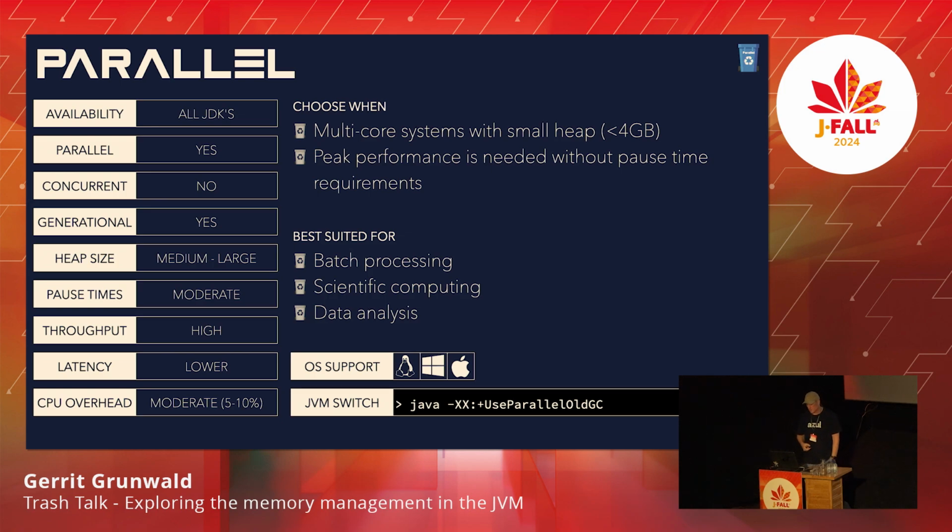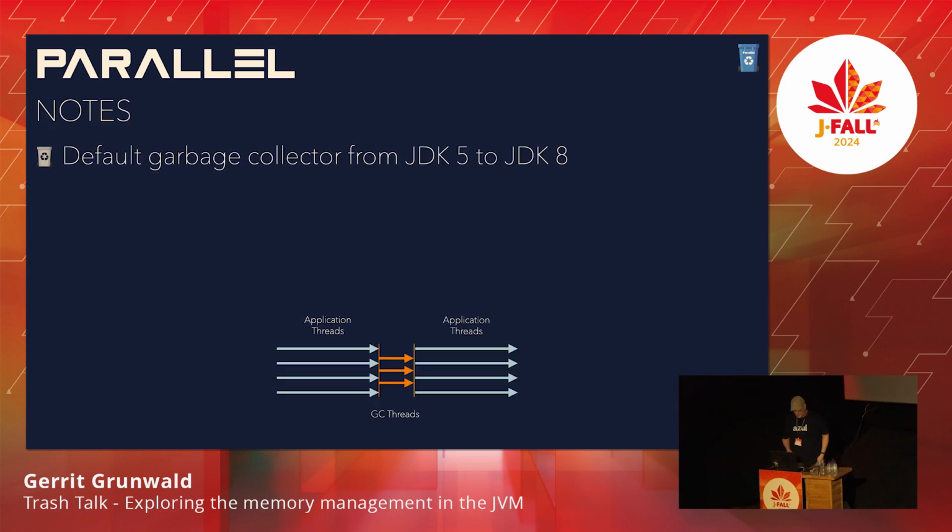So this is good for multi-core systems if you need peak performance without pause time requirements, because still the pause times can be longer, but doesn't have to be. It's good for batch processing, scientific computing, data analysis, and stuff like that. And still, it is generational, parallel, not concurrent here. This is how it works. Very similar to the other one you see. Because we have more threads available for garbage collection, it's faster, right? We have a higher throughput. It was the default collector from JDK 5 till JDK 8.